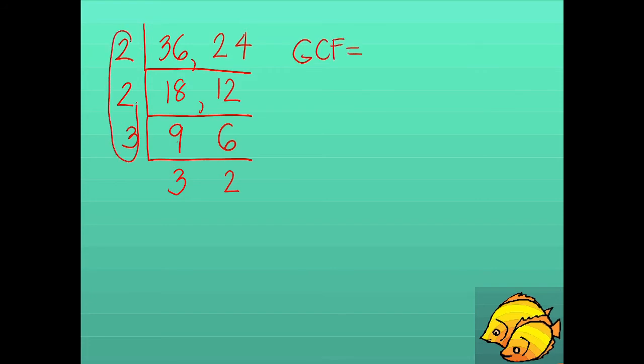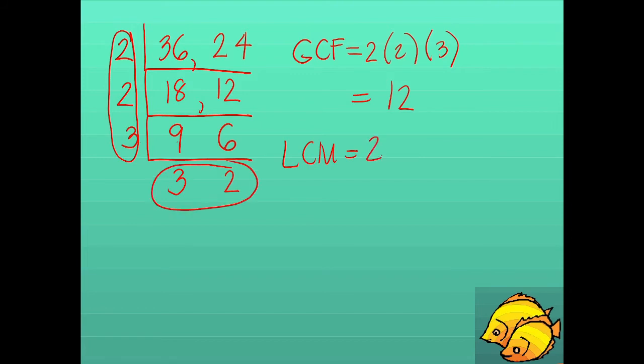Multiply these numbers. What is 2 times 2 times 3? That will give us 12. To get the LCM, multiply 2 times 2 times 3 times 3 times 2. How much is that? 72. That's how you get the GCF and the LCM at one glance. Are there any questions so far? None so far.